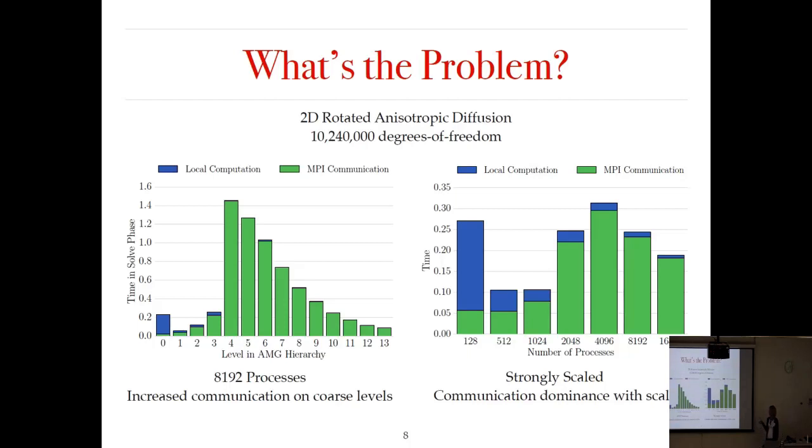The plot on the right shows something similar. As you take a problem with 10 million degrees of freedom and you scale it out to a large number of processes, communication starts to dominate. So you can see that the percentage of time spent communicating increases as you scale the problem out. And so AMG tends to lack scalability due to these large communication costs, and they're coming from these coarse levels of the hierarchy.